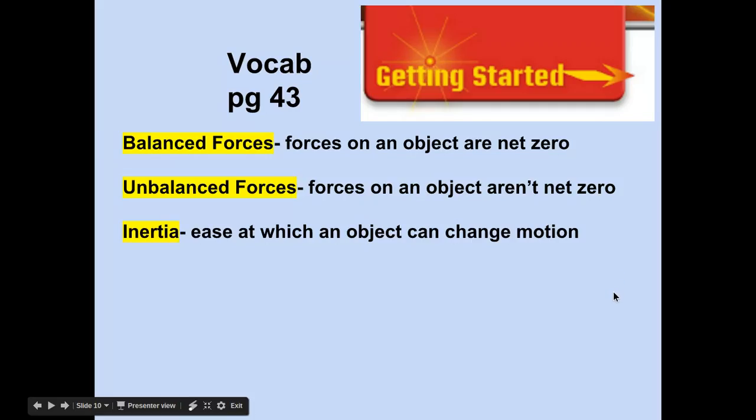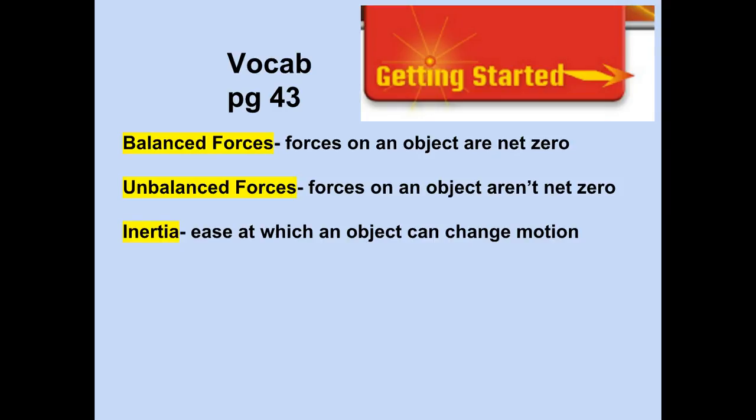We have a lot of vocabulary to write down today, and the vocabulary for lesson 4 is going to be on page 43 in your notebook. The first one is balanced forces. Balanced forces are forces on an object that are net zero. So you may have 2 or 3, 4, a bunch of different forces on an object, but if they all add up to zero, that object does not move. That is said to be balanced.